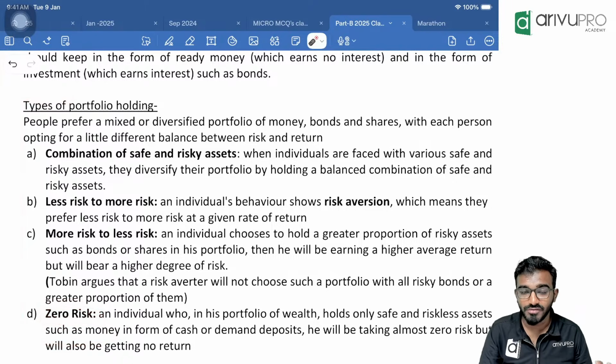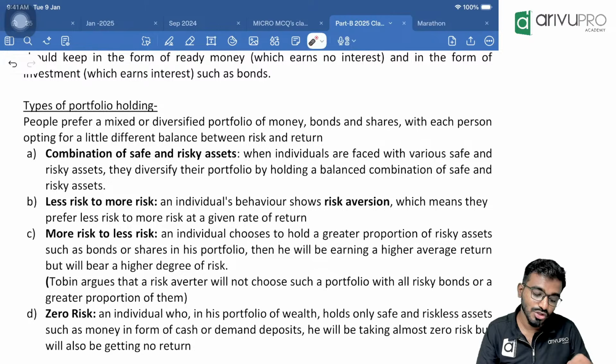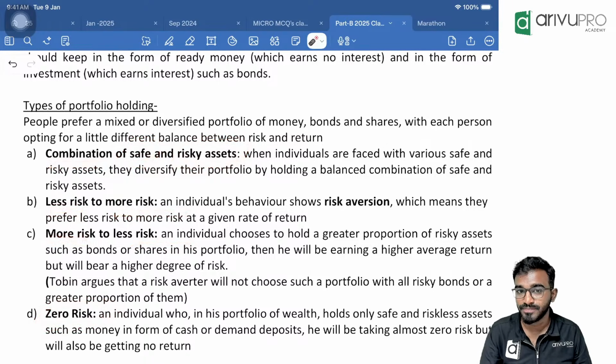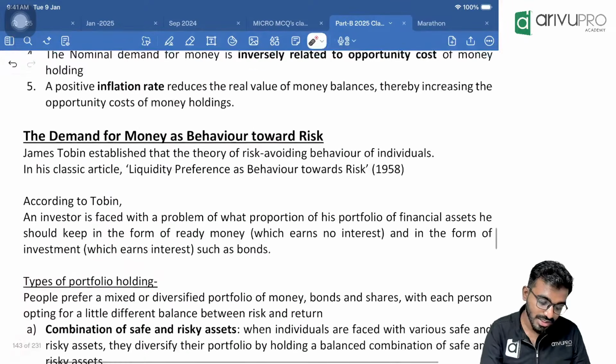When you have money, whether to invest or not, what to invest in, what kind of risk to be taken, 4 options. Combination of safe and risk, or low risk to high risk, or high risk to low risk, or zero risk. So these are the 4 options given by Tobin.